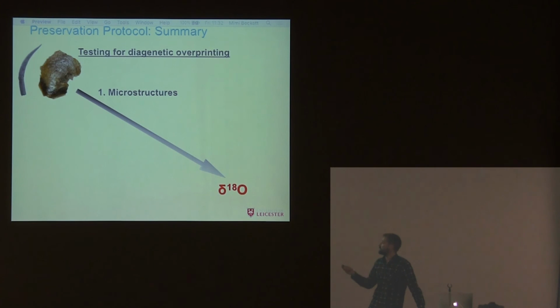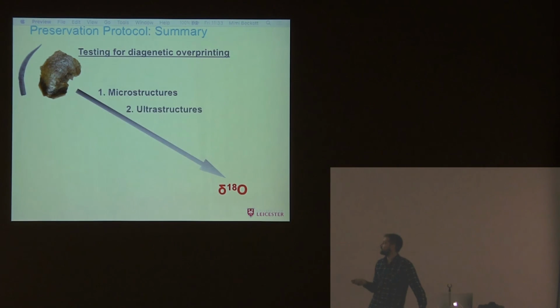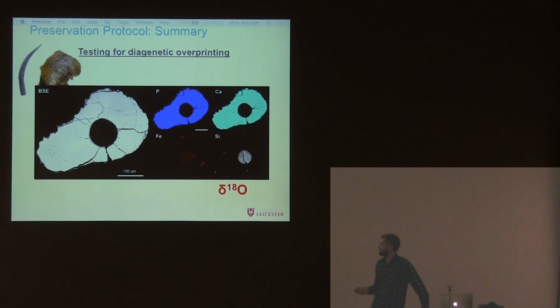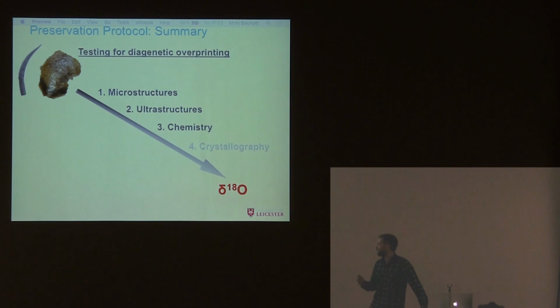So, microstructures, we do have at least crudely well preserved microstructures. And at the ultrastructure scale, it seems like we do have well-preserved ultrastructures, and again, this is ongoing, preliminary work here. Chemistry is, in spots, excellent in some places, avoiding fractures and picking samples and sample sites carefully. Again, chemistry can be shown to be well preserved in these specimens. And crystallography is ongoing work.